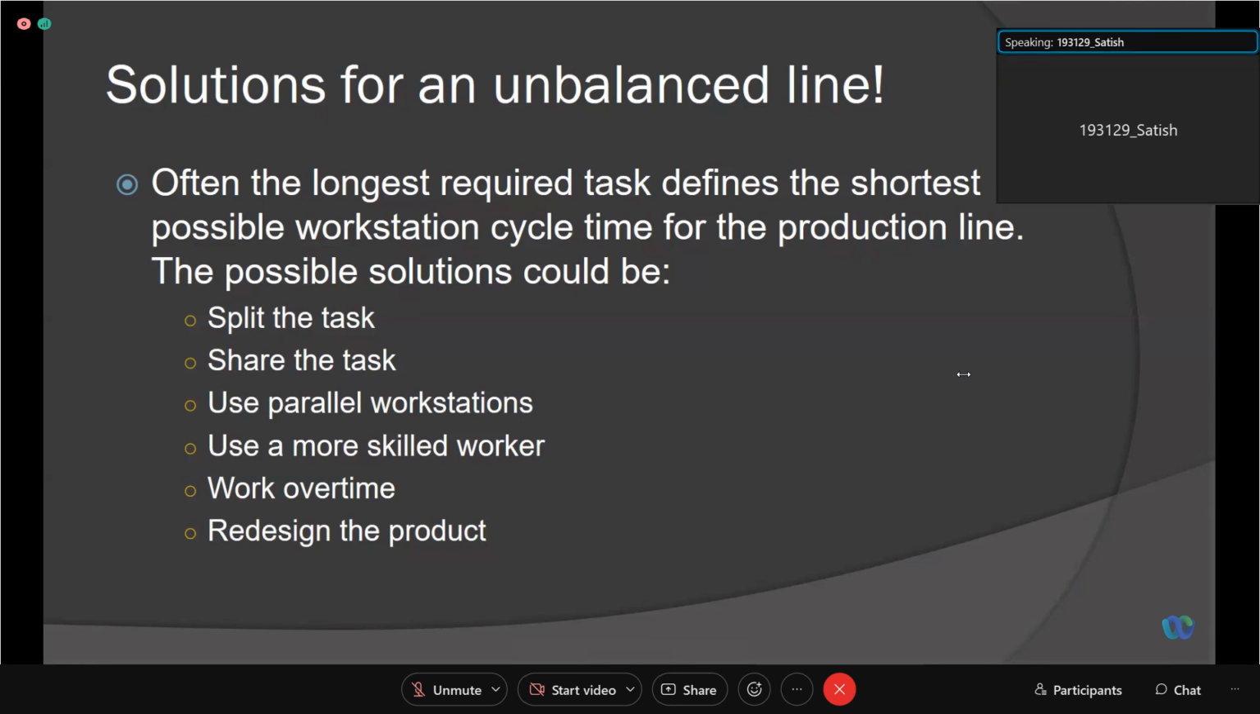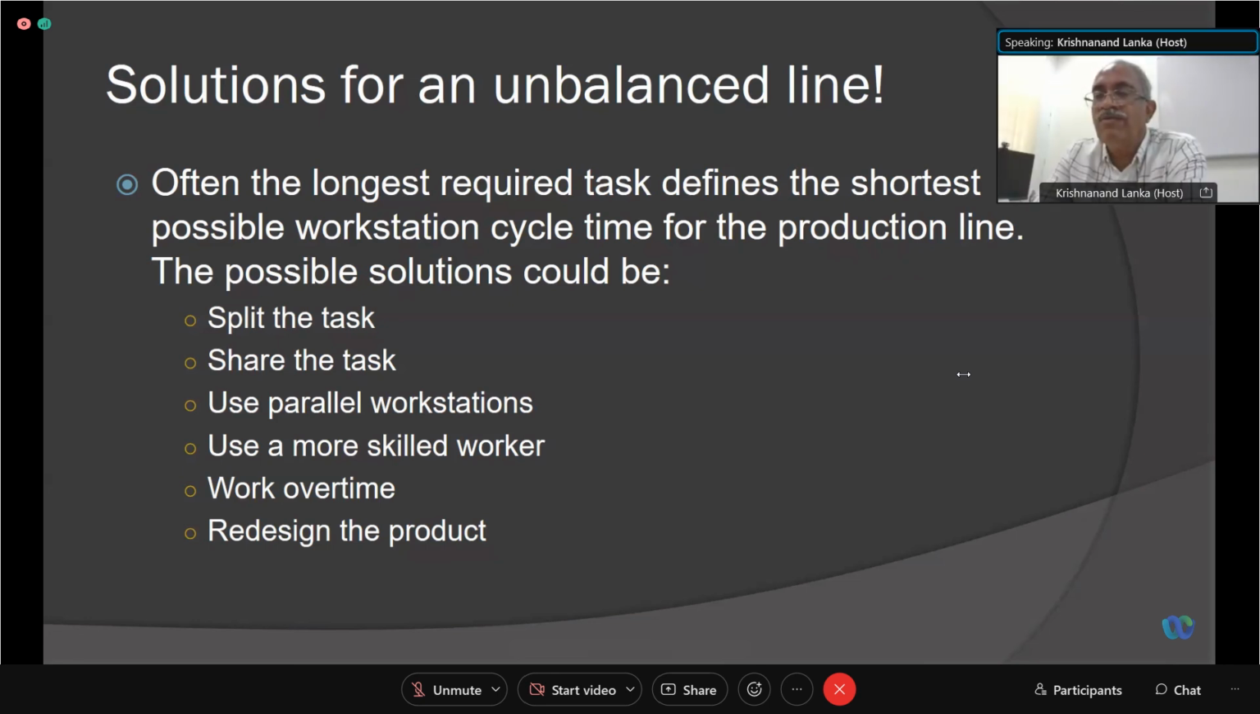Yes, see, ultimately, whether you have to add a worker, or if it is a semi-automatic operation, whether to add one more machine. So you see, there is nothing like only this is the solution.